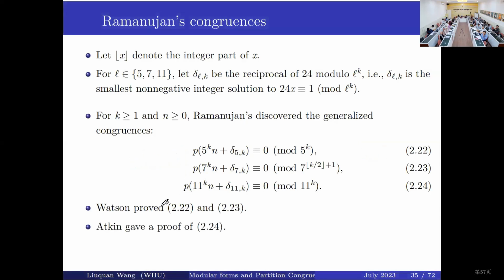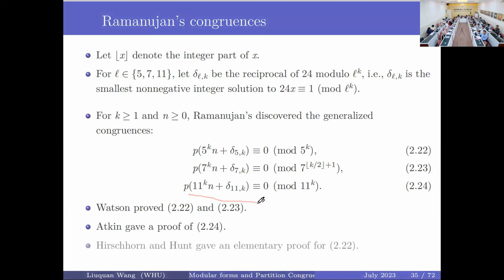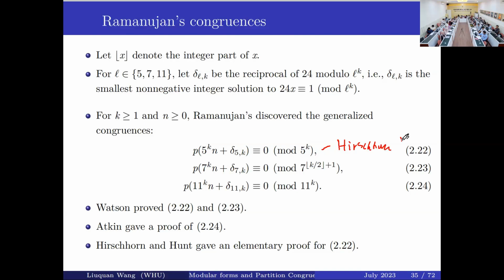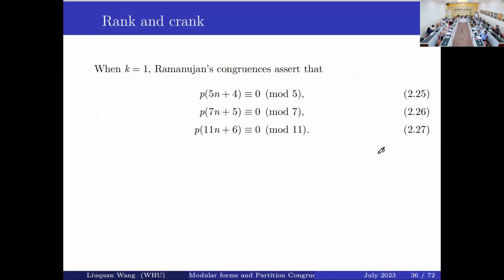And after about 30 years, Aitken gave a proof for the third one, for the powers of 11 congruence. And of course, Atkin and Hunt gave an elementary proof for the first one. The elementary proof for the second one was given by Frank Garvan. And when k equals 1, this reduces to the original congruences.